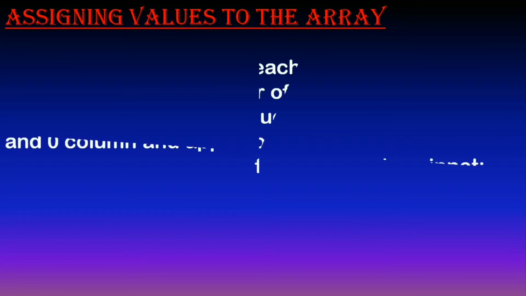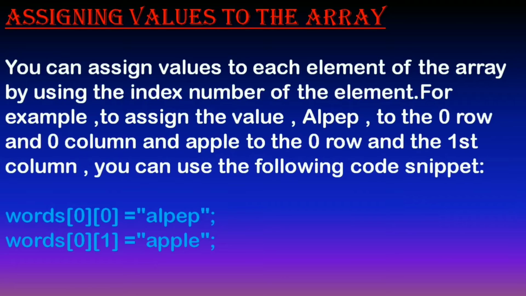Assigning values to the array. You can assign values to each element of the array by using the index number of the element. For example, to assign the value lpap to the 0th row and 0th column, and apple to the 0th row and the first column, you can use the following code snippet. words[0][0] equals lpap, words[0][1] equals apple. Here the first bracket is for the row and the second bracket is for the column.